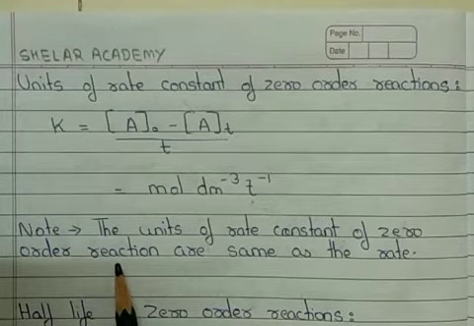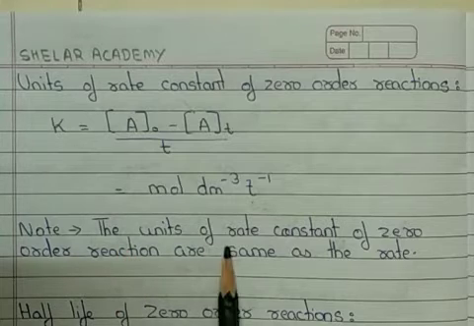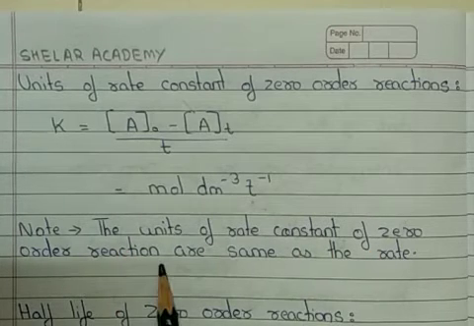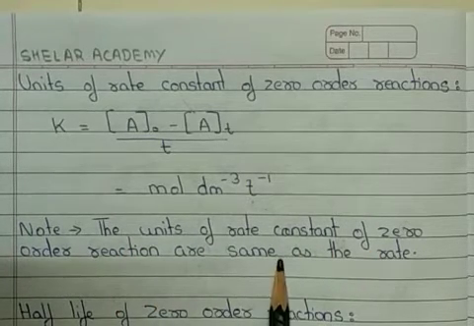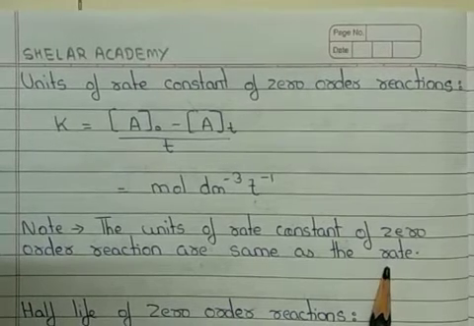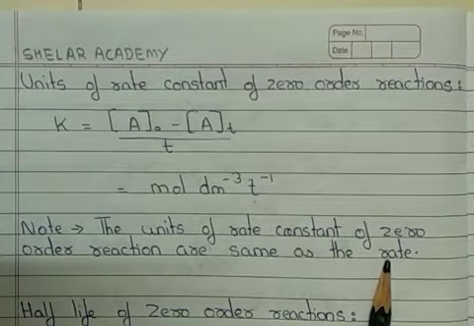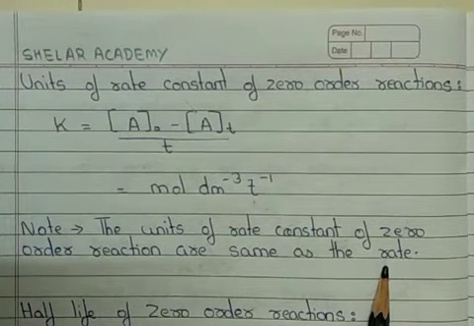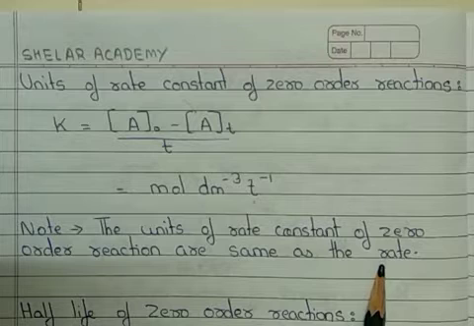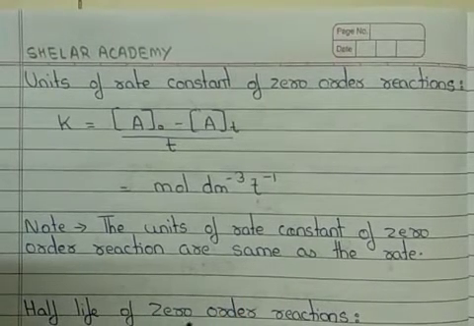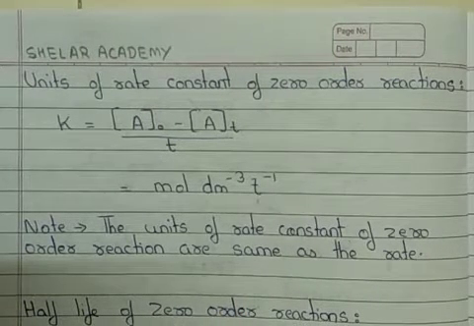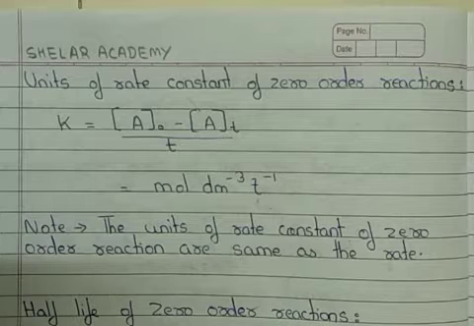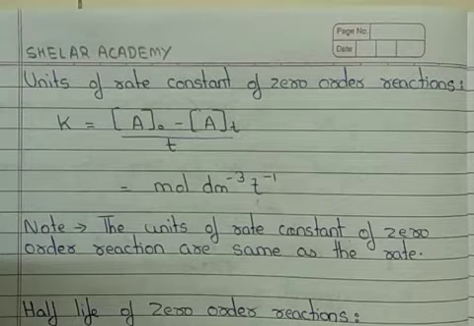The very important point is that the unit of rate constant of zero order reaction is the same as that of rate. Why is it the same as that of rate? Because zero order reaction is independent of the concentration of reactant. So rate is equal to k, meaning whatever is the unit of rate, the same will be the unit of our rate constant.